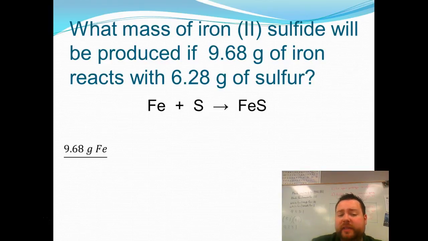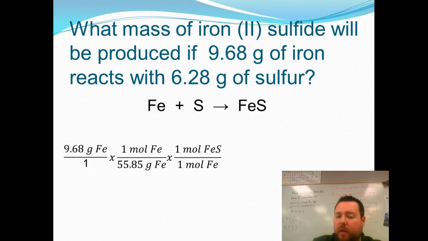So I can start off with 9.68 grams of iron, and as we talked about before, you can also write this as over 1, because in math, you can always add those items in. And I need to use the formula mass. Or I'm sorry, in this case it is just the molar mass of iron. So 55.85, I get that directly from the periodic table. That is under 1 mole of iron. I now use my mole ratio, so 1 mole over 1 mole, so I can convert out of moles of iron into moles of iron 2 sulfide.